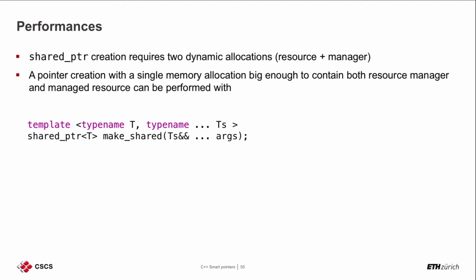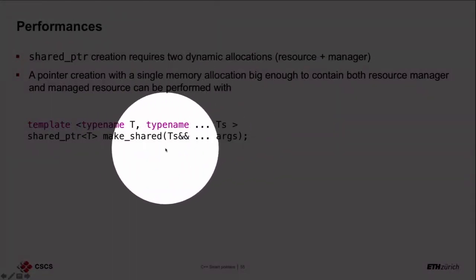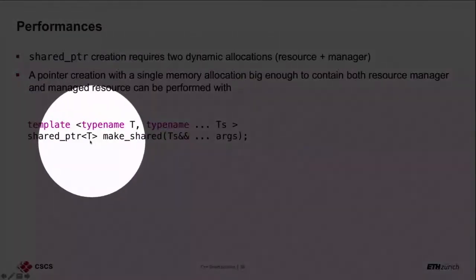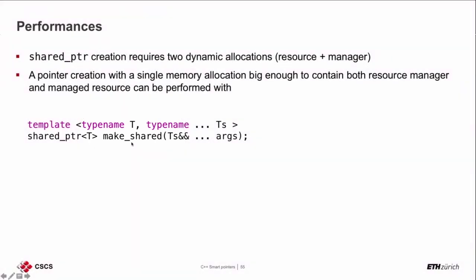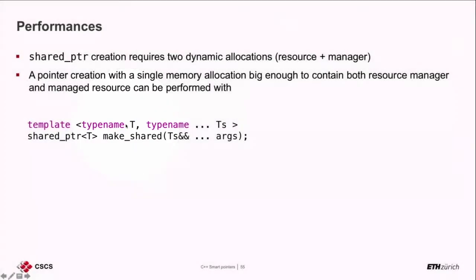This can be an issue if you're thinking about performances in memory allocation, but C++ provides you a function, this make_shared function, that takes in input a parameter pack that corresponds to the input parameters of the constructor of the type T pointed to by the shared pointer. And this make_shared makes just one single allocation. Instead of allocating two objects on the heap, it makes just one allocation that is big enough to contain the two objects. So basically, you are saving one of the two allocations, just to save a bit of time.